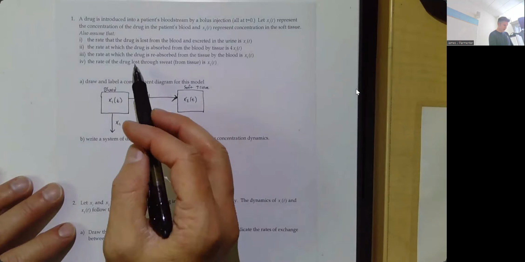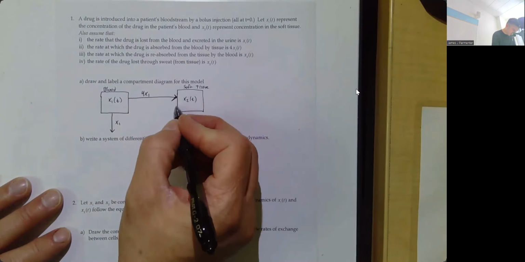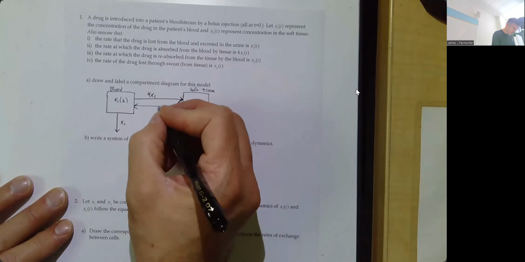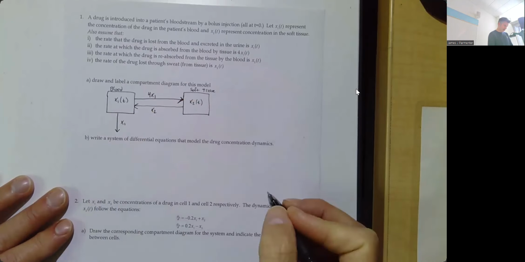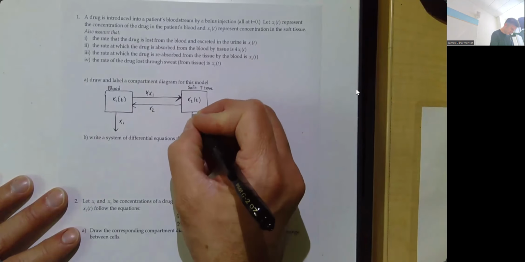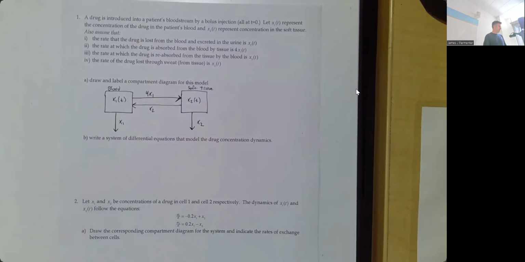The rate at which the drug is reabsorbed from the tissue by the blood, so from the tissue to the blood, is 1 times X2. And finally, the rate of the drug lost to the sweat from the tissue is X2. This is a pretty typical diagram for a compartment model, where you have exchange between the two compartments, and both compartments are also losing stuff.